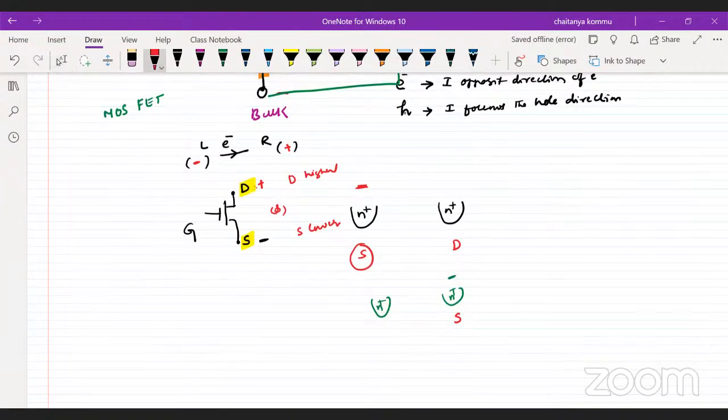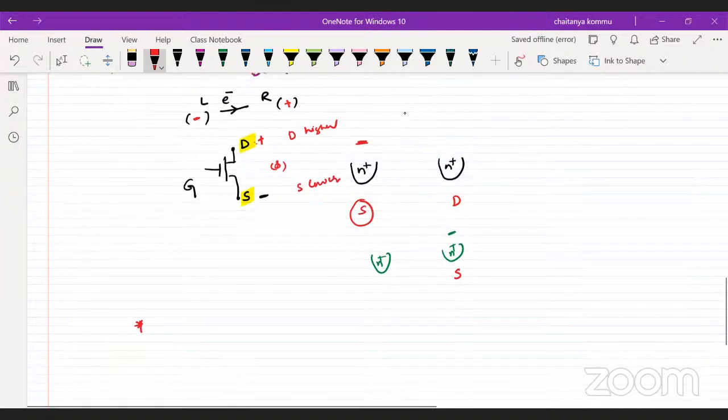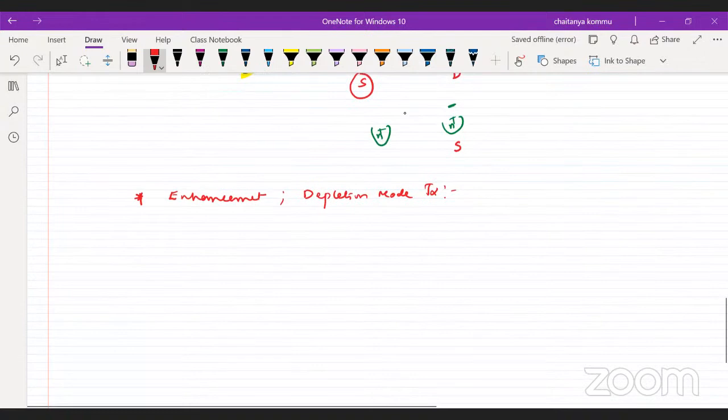Another point let us consider is that sometimes we call a transistor enhancement mode type, or depletion mode type. Depletion mode transistor, what does it mean? This is the terminology that we normally use. The fabrication steps we will see at a later point of time.